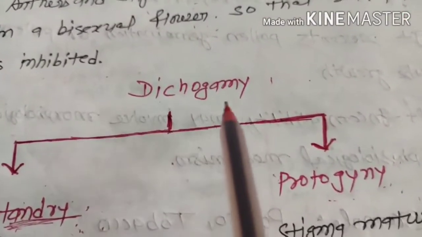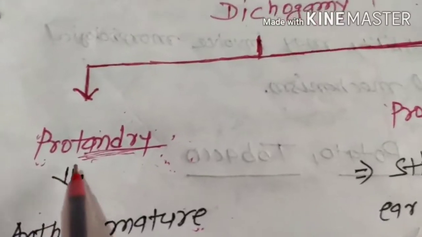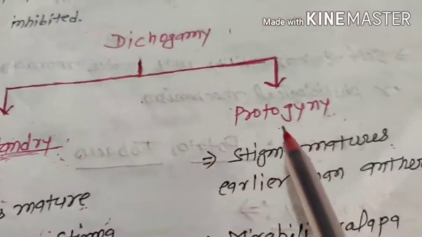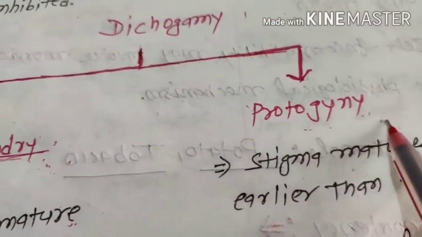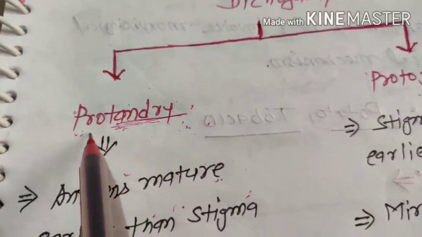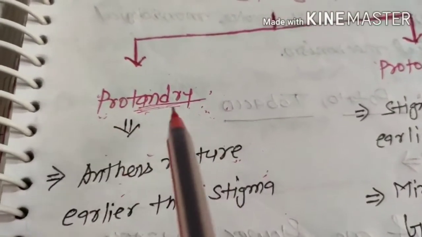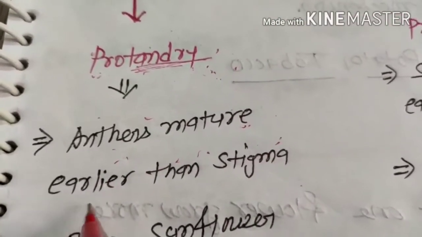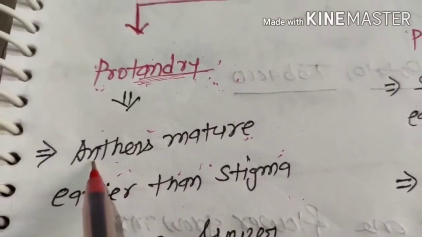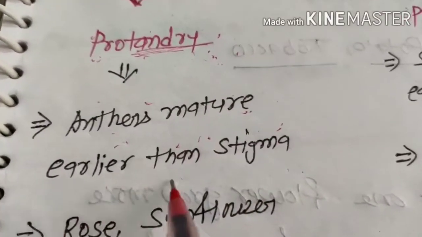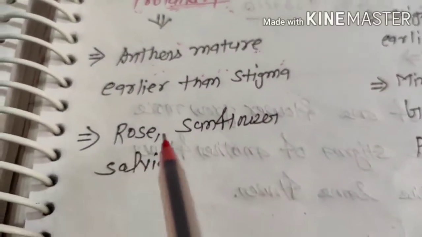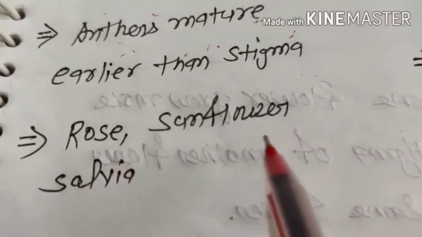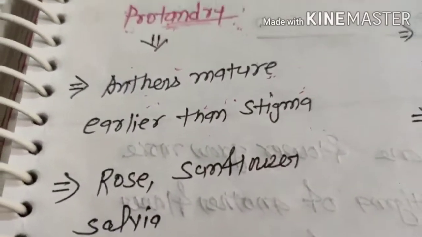Now dichogamy is of 2 types. The first is protandry and the second is protogyny. The first, protandry. In the case of protandry, anthers mature earlier than stigma, and examples are rose, sunflower, salvia.